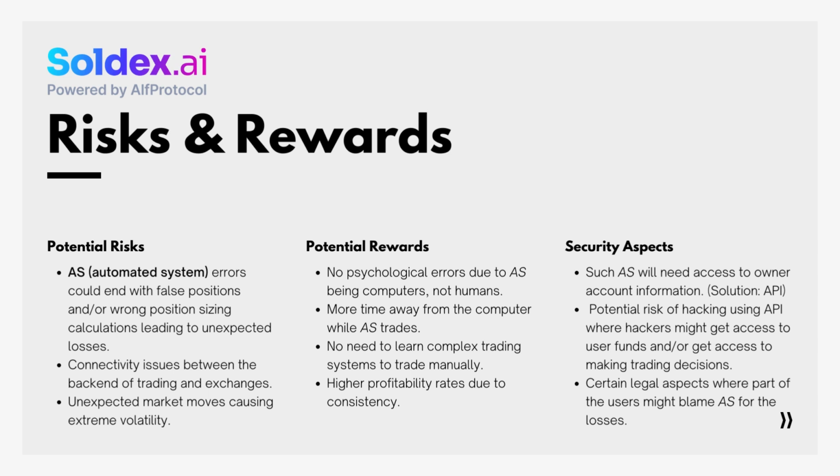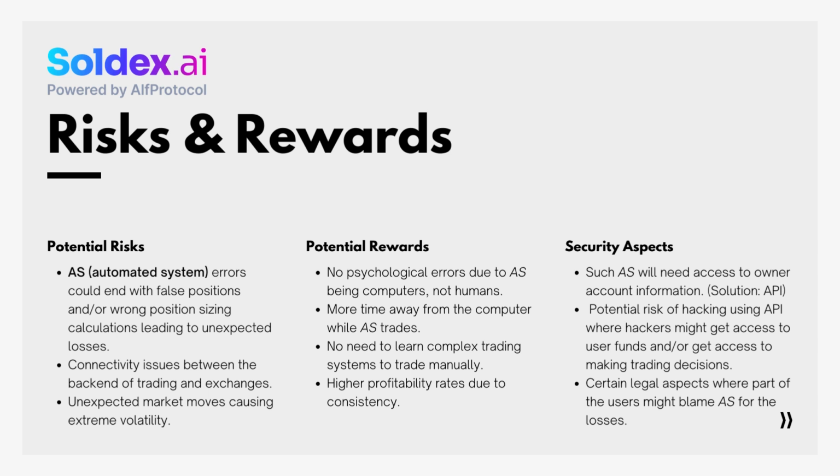Now, looking at a bit of a more positive side, a potential reward of using an automated trading system is, of course, that there are no psychological errors, due to automated systems being computers and not humans. When a person is trading, if the person is not very experienced in the financial markets, most of the losses are based on psychological issues. Certain psychological aspects of fear and greed kick in, and the user tends to sell at the wrong time and buy at the wrong time as well.